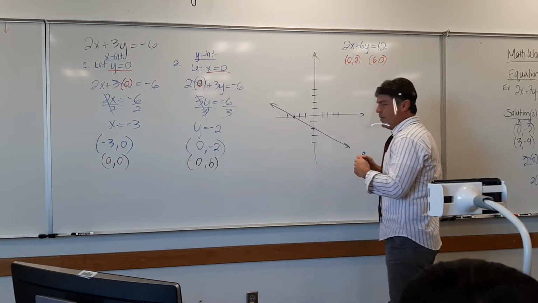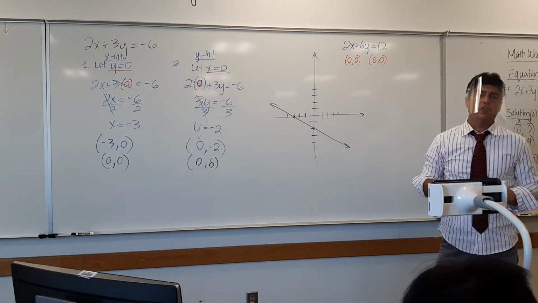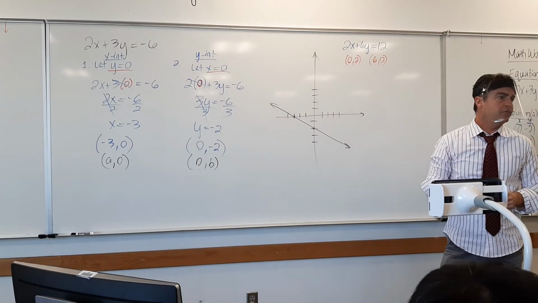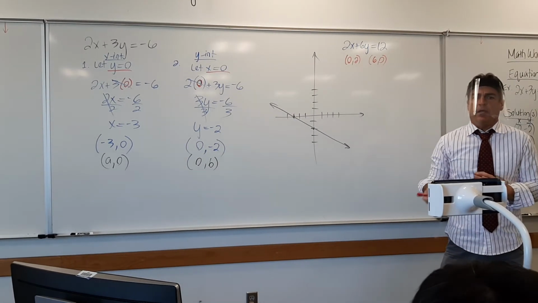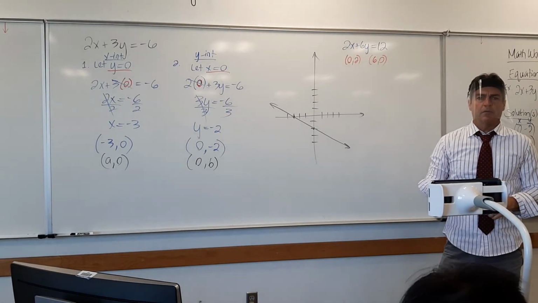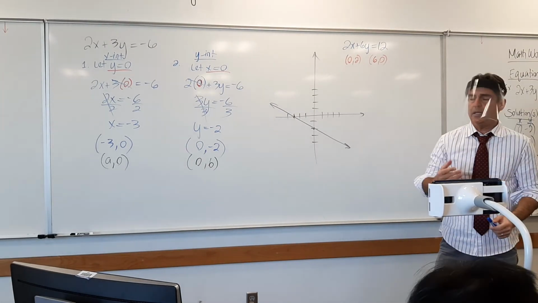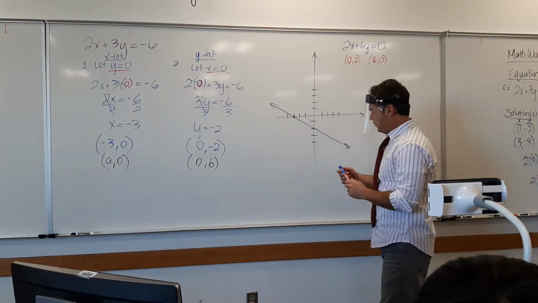Okay. Is this method hard or easy? Easy. Do you like it? Yes. I think it's a cool method. It's rapid. I love working with zeros because it just makes the math pretty fast. Okay. Because you're eliminating one of the variables. So you plot these two.